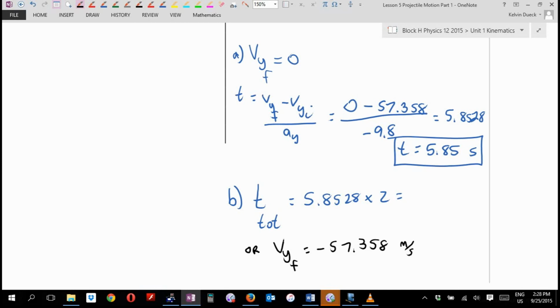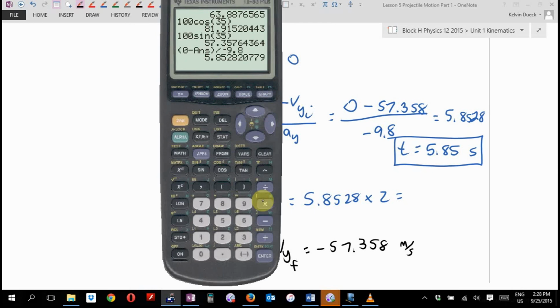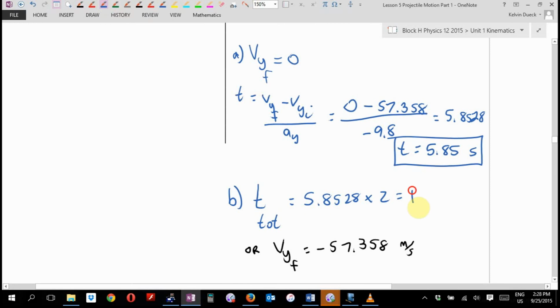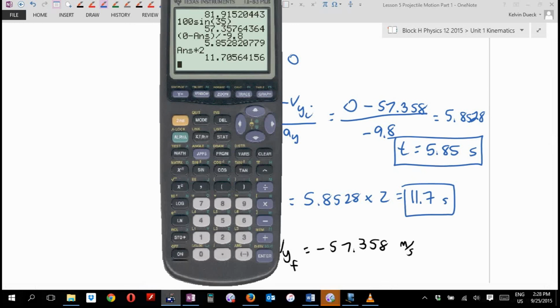Anyways, regardless, 11.7 seconds. And just to convince you that I'd be okay, negative 57.358 V final minus 57.358 V initial divided by negative 9.8. As I said, you get the same answer. The last few decimals, because I rounded off, are different, but you get the same answer.